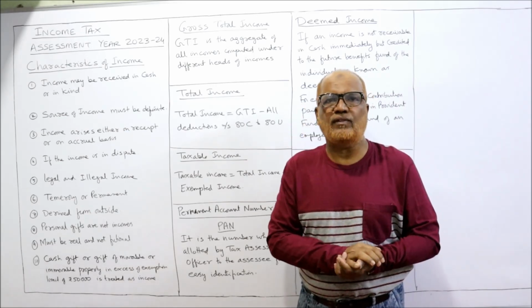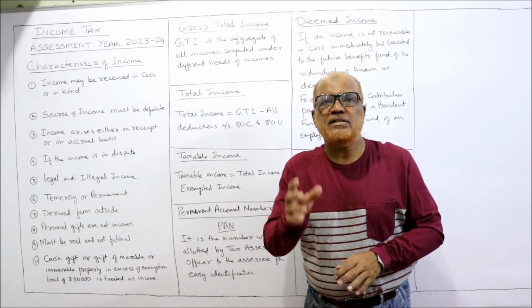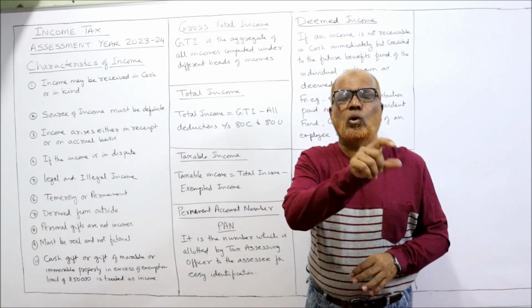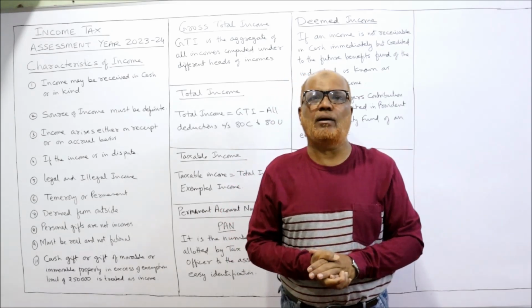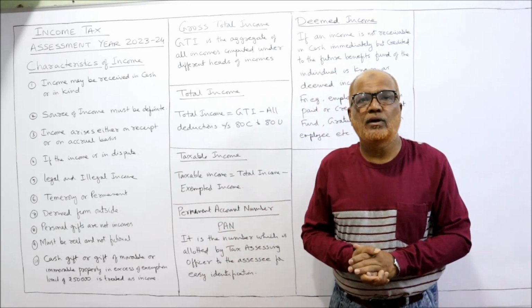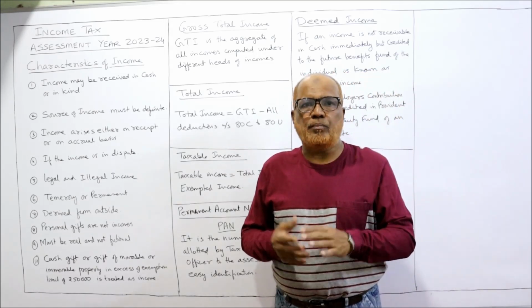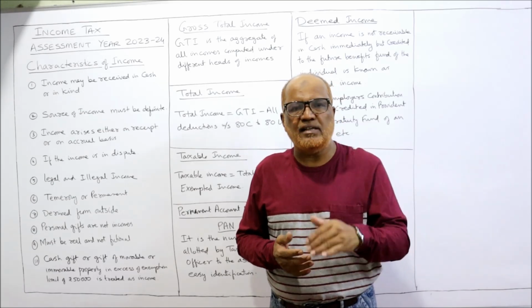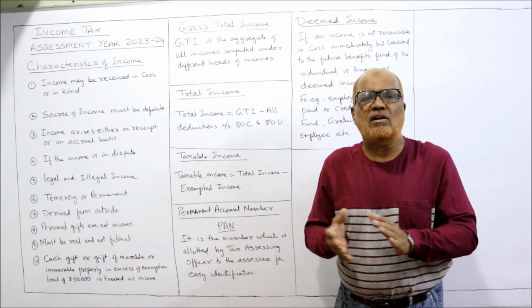exhaustive definition of income. It has given an inclusive definition. That means income includes the following. That means apart from that, any other item may also come under income. That's the intention of the law. So under the term income, it has given salary is an income, profit from business is an income, dividend is an income, rent is an income, commission is an income. All examples have been given.